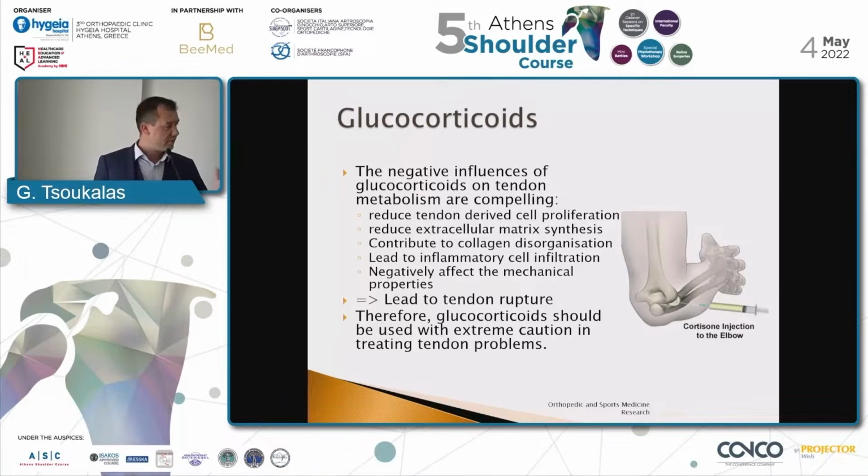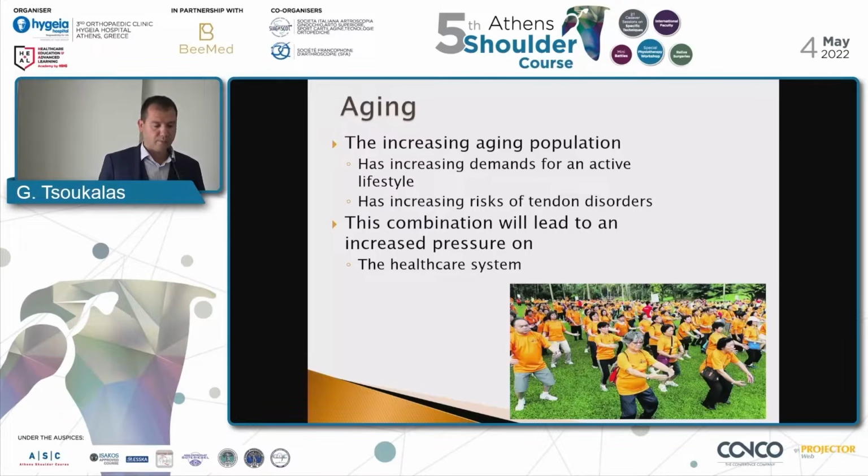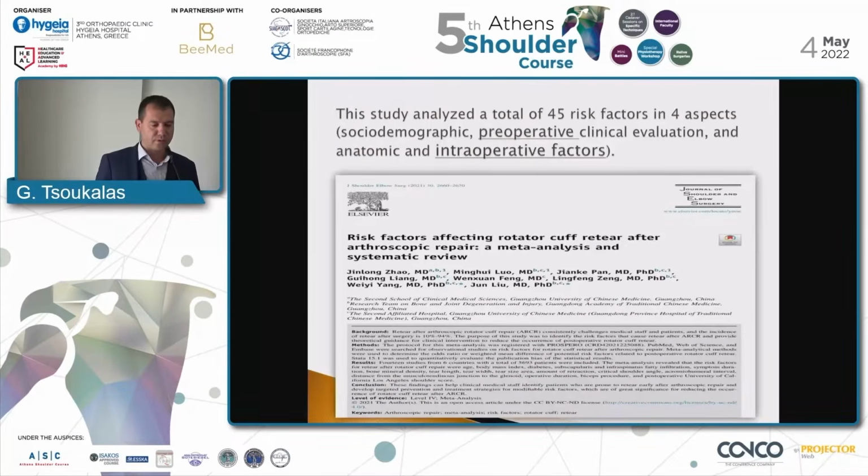If in those 2.5 years he had some glucocorticoid injections, which is probably, we care about his age, but especially for his biological age, not only the chronological. And it's important that we can see here that in our mind are coming 45 and more risk factors in 4 aspects, sociodemographic, preoperative, that those risk factors can affect rotator cuff re-tear or rehabilitation after arthroscopic repair.